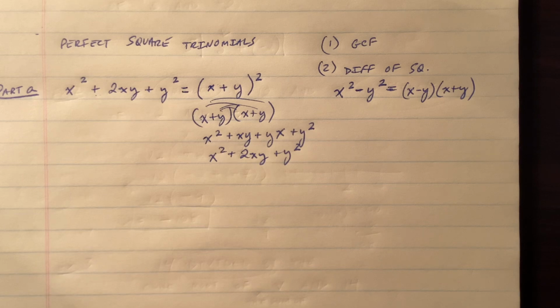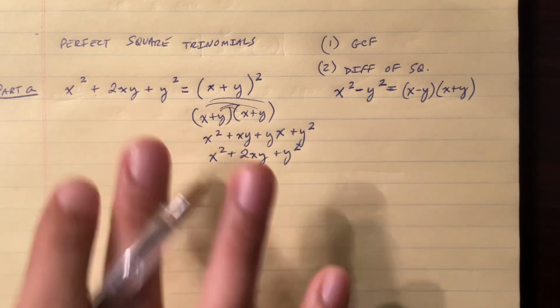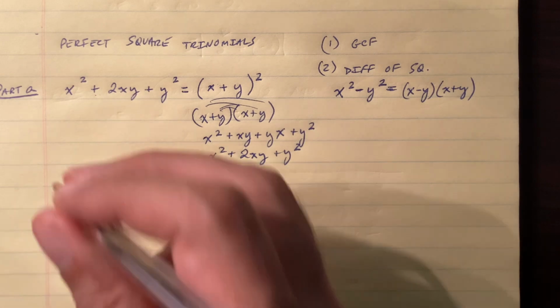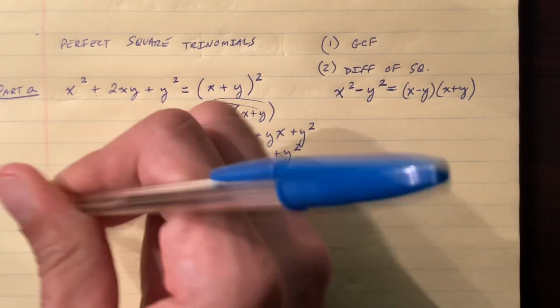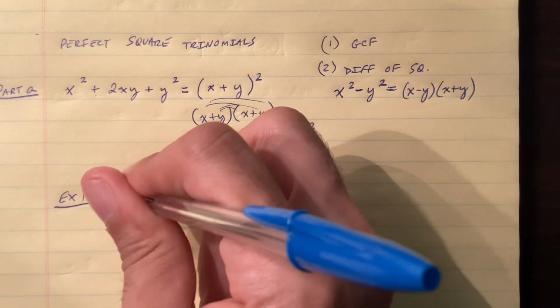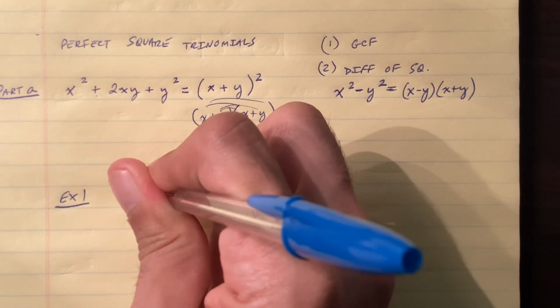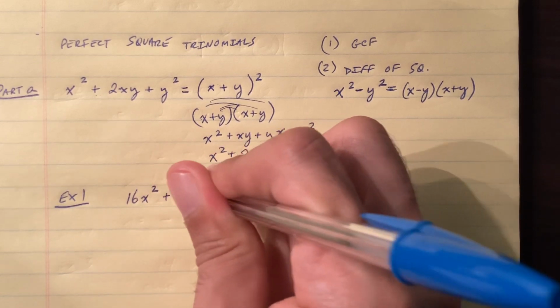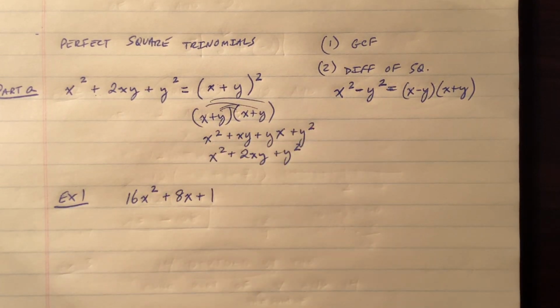All right. So let's take a look at some examples. We'll get some practice with how we're meant to factor these when we do see this pattern. So let's say we have 16x to the second plus 8x plus 1.